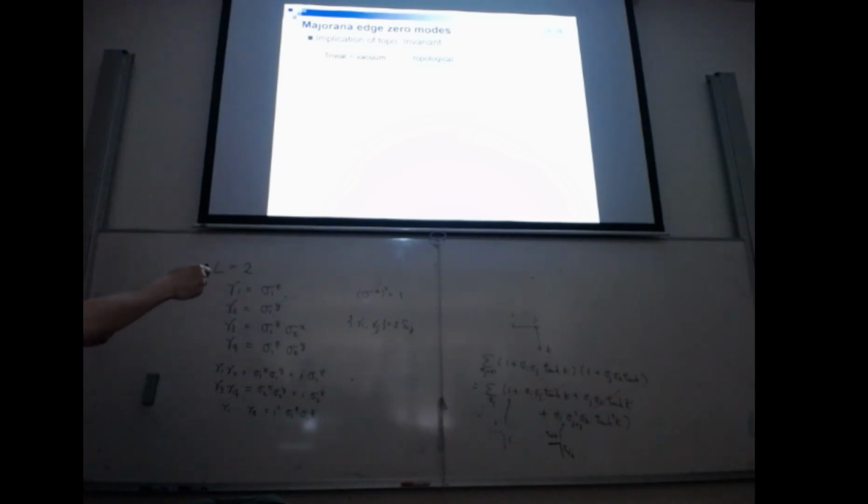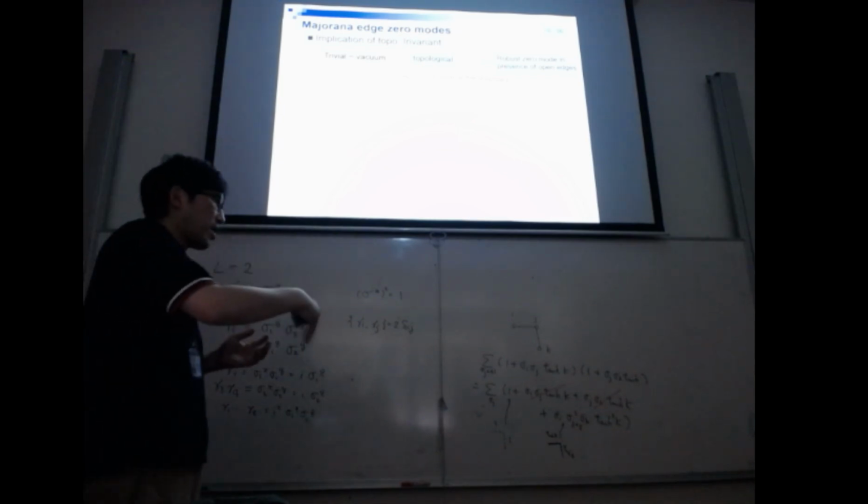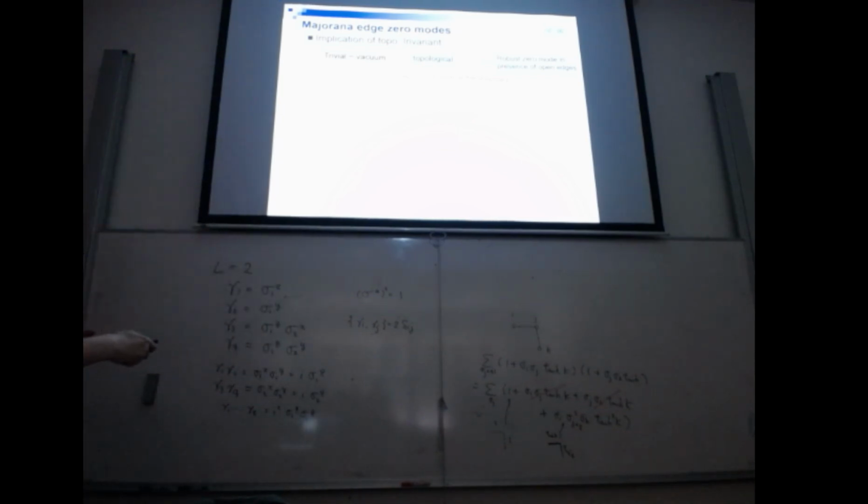This means that between these two systems, you must have a gapless node at the interface, right? And this interface mode, the surface mode, is robust against small, tiny deformations of the Hamiltonian.